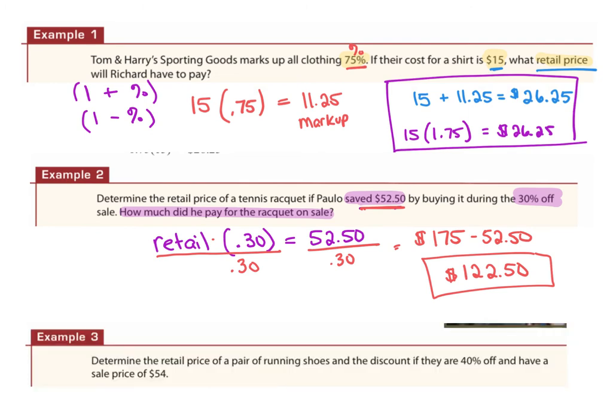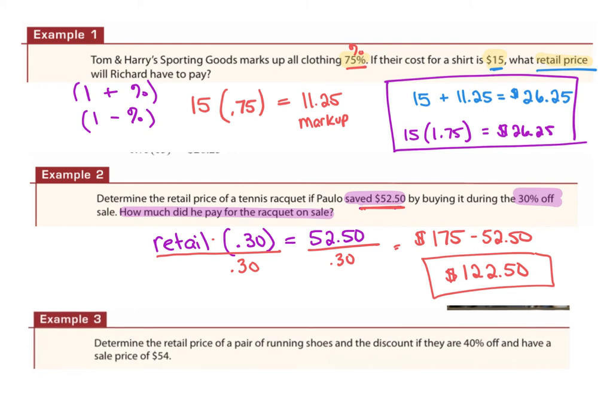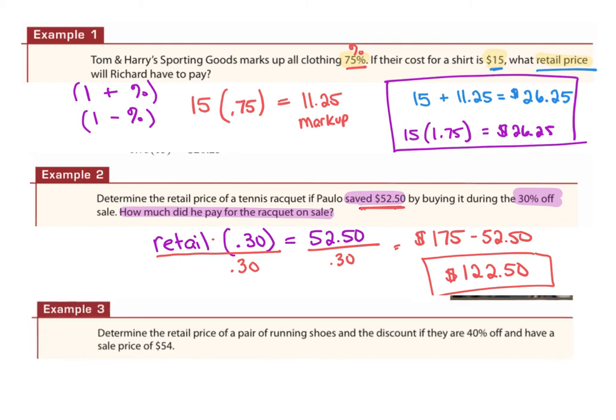So for this one, determine the retail price of a pair of running shoes and the discount if they are 40% off and have a sale price of $54. All right. So what they've done is they have told us that the discount is 40% off, and they've told us the sale price. What percentage then of the retail price is the sale price? If you took 40% off, how much is left? 60%, right? So if they took 40% off, 60% is left. So that means that your sale price should be 60% of your original retail.